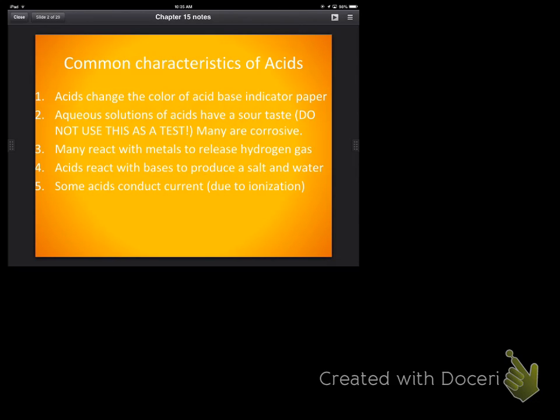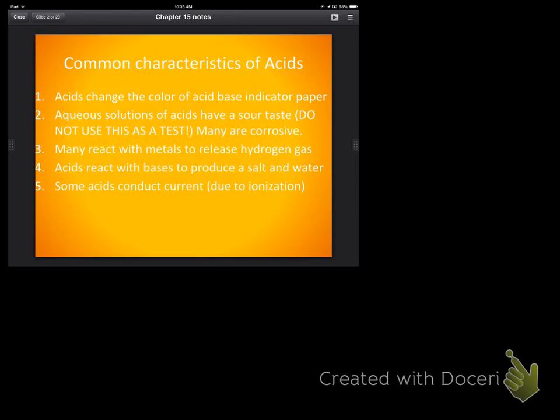Okay, so common characteristics of acids. There are 5 things that all substances that we call acids have in common. This does not constitute a definition of acids. There are 3 different ways to define acids. We're going to go through all of them. These are just common characteristics of substances that we call acids.